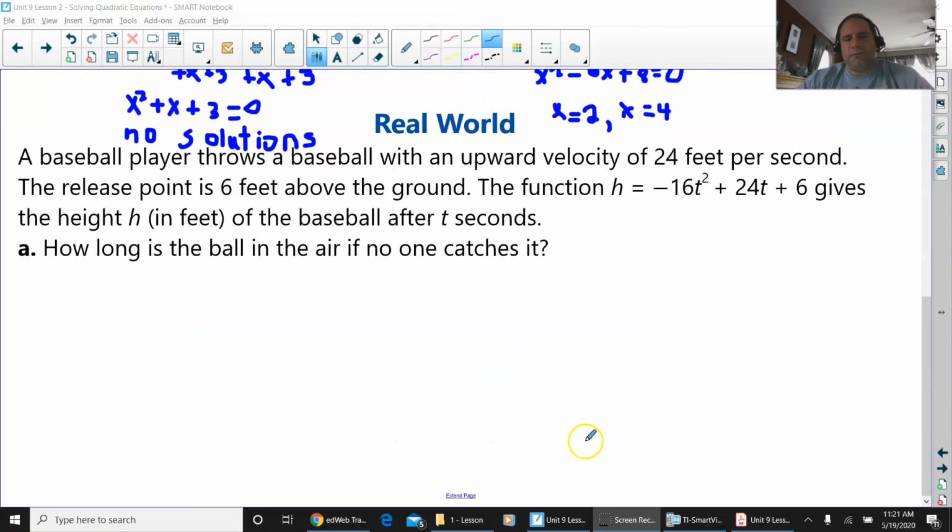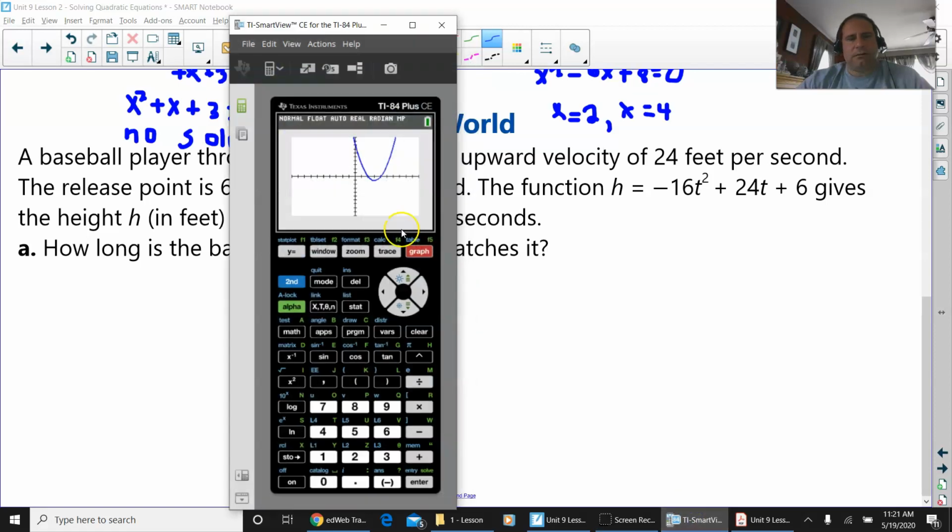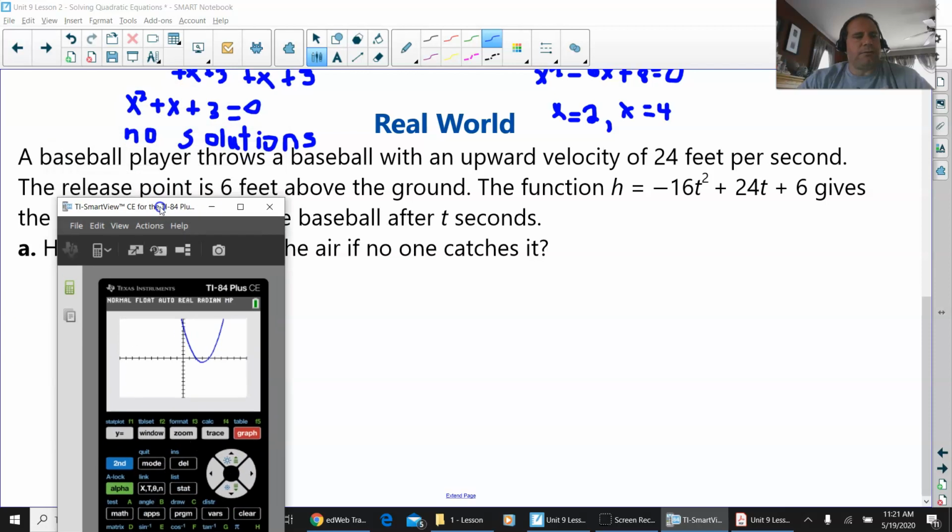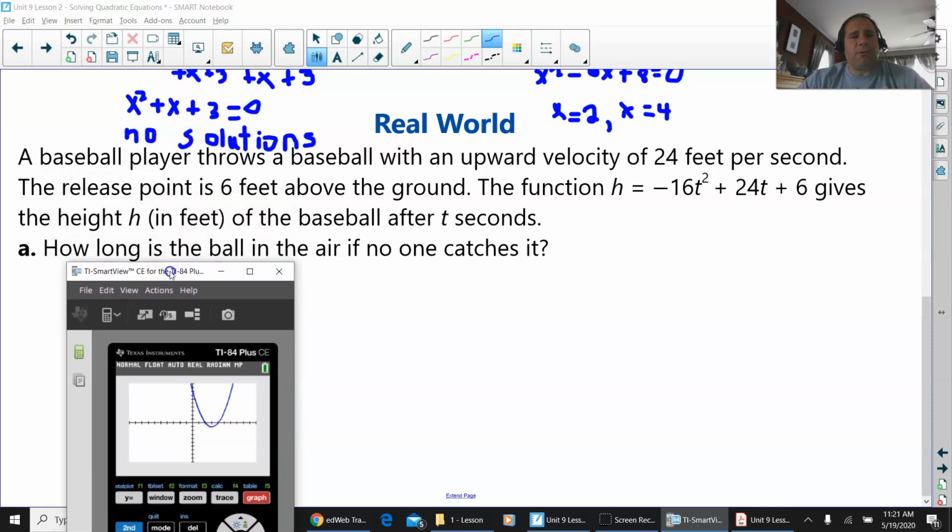Alright, so here's a real world situation that you have. We are going to look at this question. A baseball player throws a baseball with an upward velocity of 24 feet per second. That's what this is. And the release point is 6 feet above the ground. That's what that is. The function h equals negative 16 t squared plus 24t plus 6 gives the height in feet of the baseball after t seconds. Right?